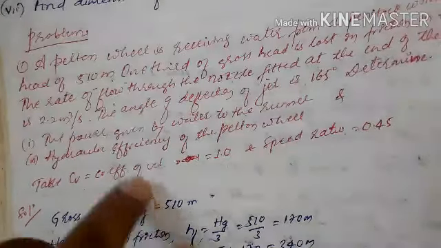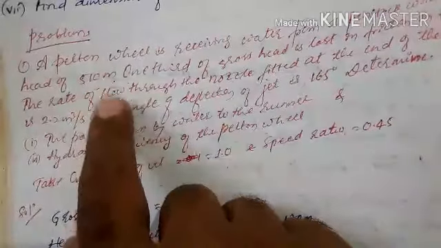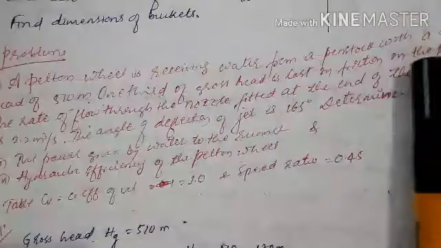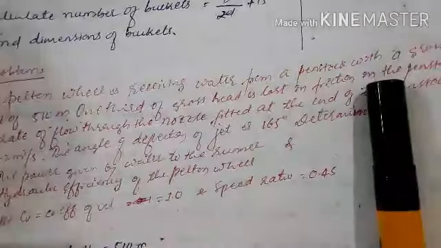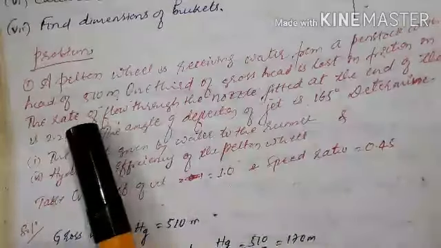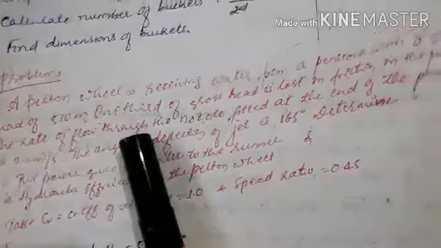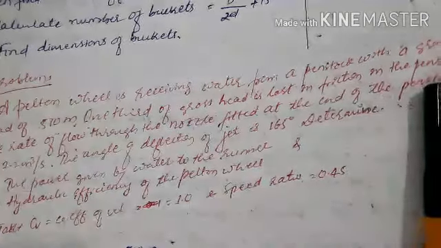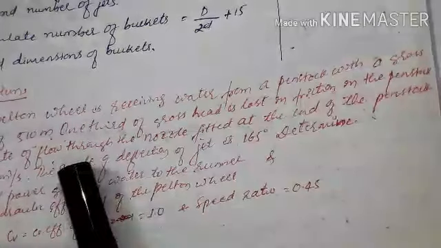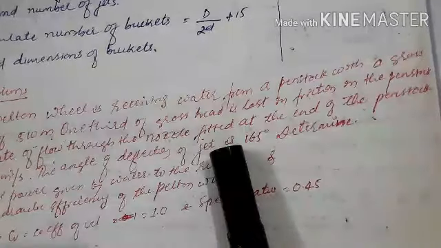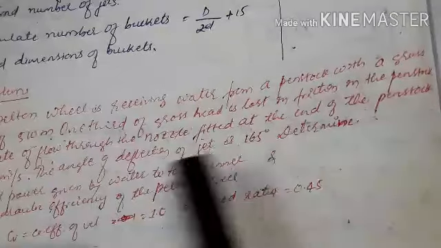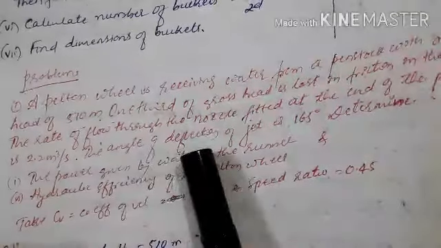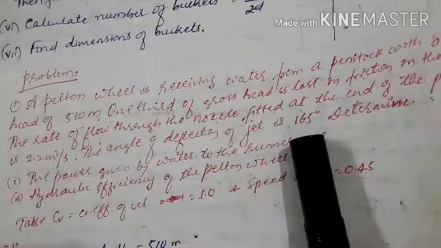Let us take a problem: a Pelton wheel is receiving water from a penstock with a gross head of 510 meter. Then one third of the gross head is lost in friction in the penstock. The rate of flow through the nozzle fitted at the end of the penstock is 2.2 meter cube per second. The angle of deflection of the jet is 165 degree.